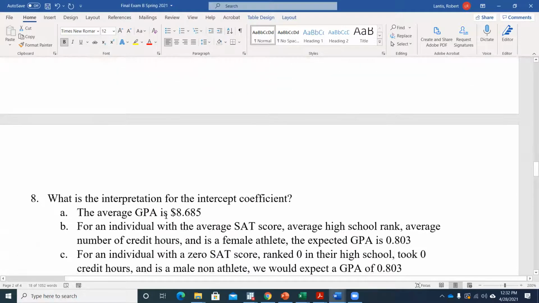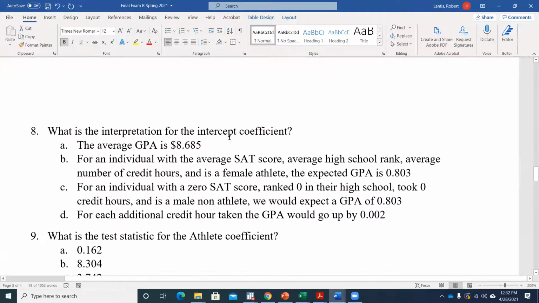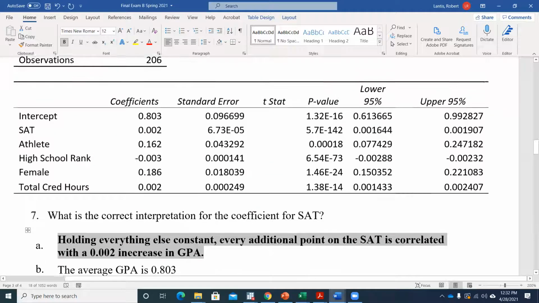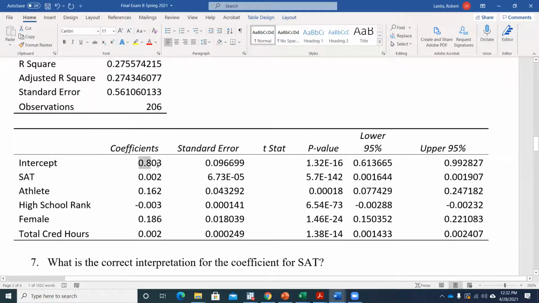I think the next one might be the intercept. So the next question is, what's the interpretation of the intercept coefficient? I go up here, here's my intercept, here's that coefficient. The way that we interpret the intercept is always the same. If all the x variables are equal to 0, the intercept is the predicted value of my y variable. So if SAT score is 0, the person's not an athlete, ranked 0 in their high school, which, once again, these interpretations for the intercept will sometimes be very wacky, they weren't female, they were male, and the total credit hours is 0.